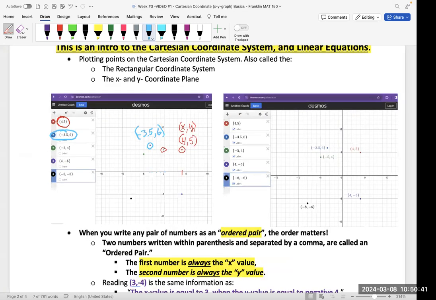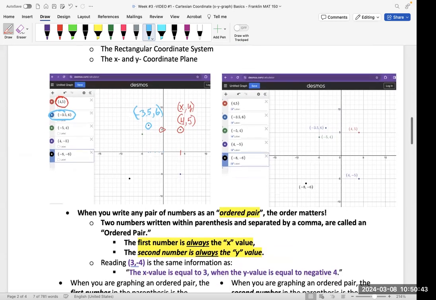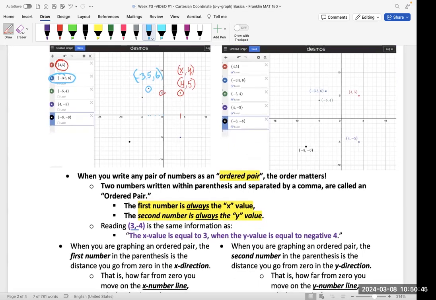All right, again, you can have this document downloaded. Check the coordinates. Make sure you understand how to plot points on a graph.